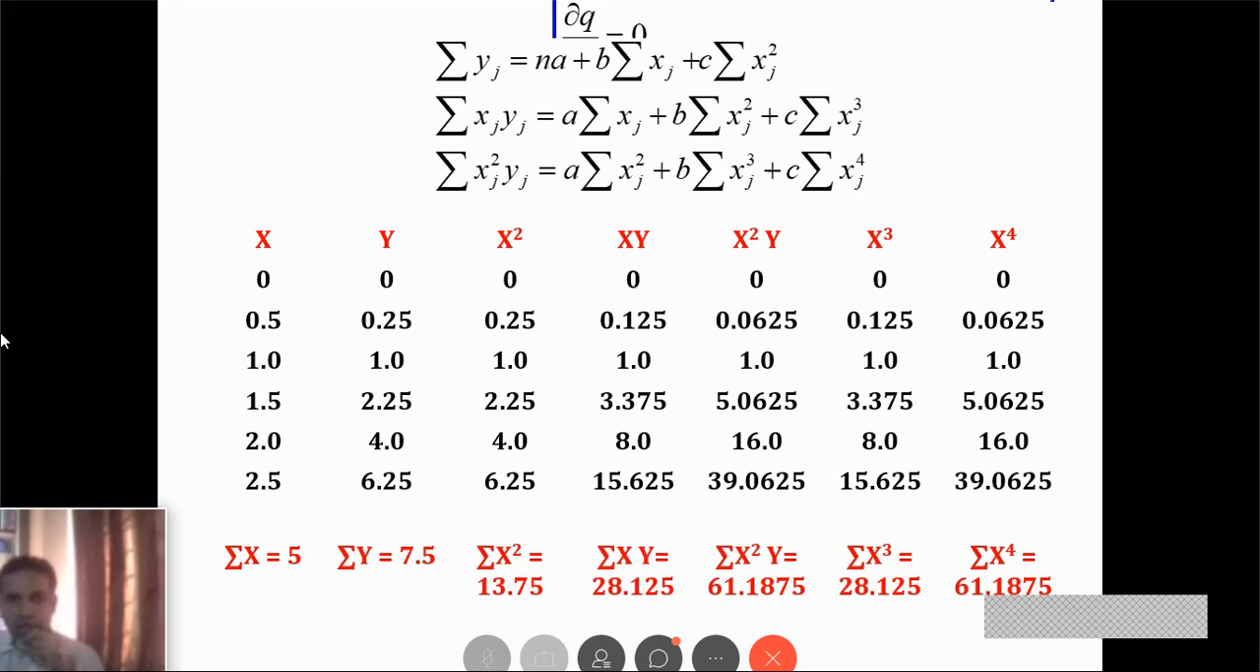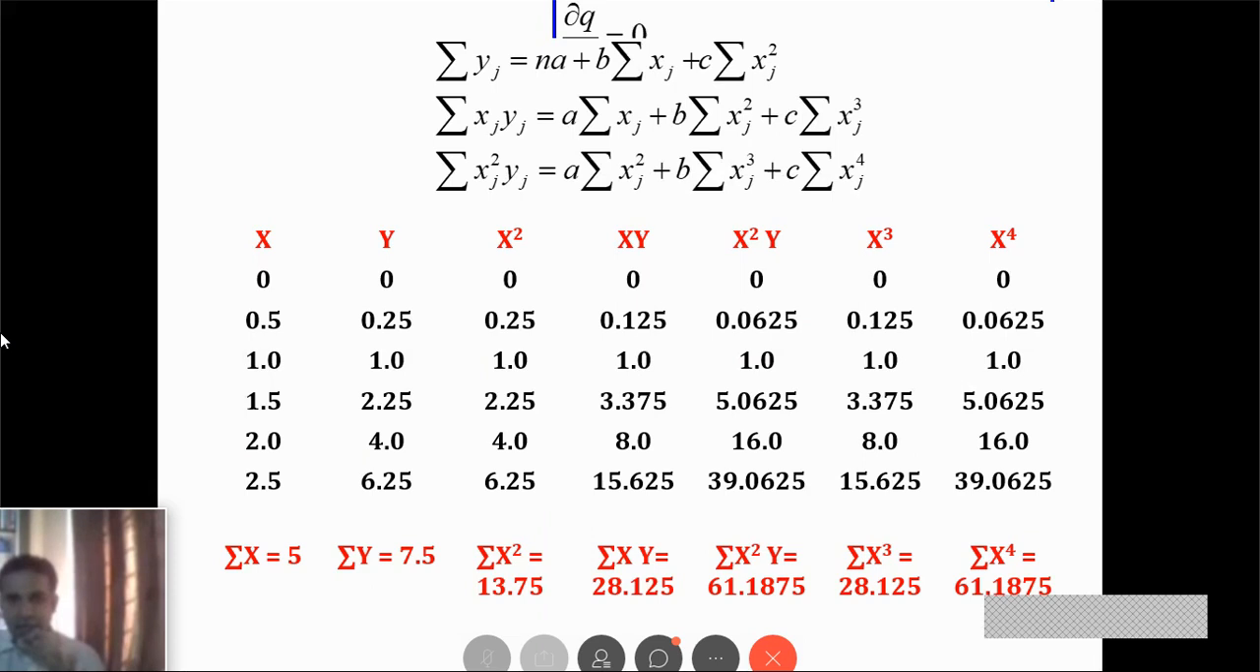What else do we require? We need xj yj. So we calculate x into y, x into y, x into y. Again, 1.5 into 2.25, and 2 into 4, you get 8. 2.5 into 6.25, you get 15.625. So when you sum this up, you get sigma xy as 58.125.